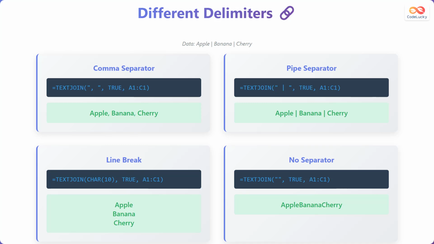If we use the formula =TEXTJOIN(" | ", TRUE, A1:C1), we get apple | banana | cherry. For line breaks, if we use the formula =TEXTJOIN(CHAR(10), TRUE, A1:C1), we get apple, line break, banana, line break, cherry. Finally, for no separator, if we use the formula =TEXTJOIN("", TRUE, A1:C1), we get applebananacherry.